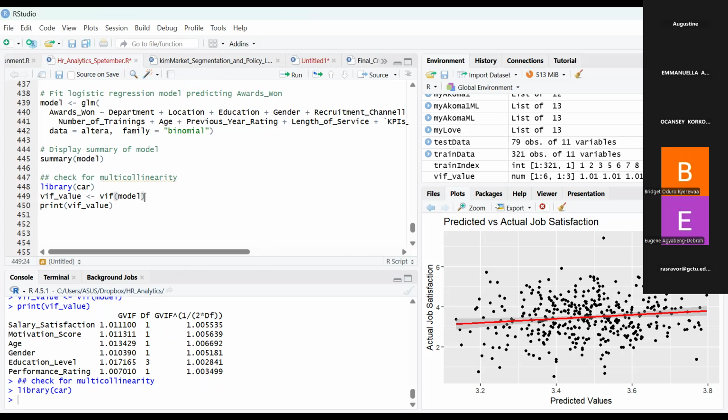Any question? Sir, if I understand you well, I should click on the library car and then run it. Try running the library and what do you see? Error in library car, there is no package called car. You go to library and run it. So, Prof, I should go to package? Yes, where you have it, where my mouse is.